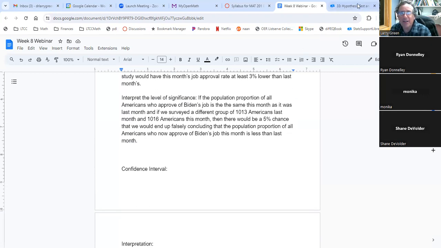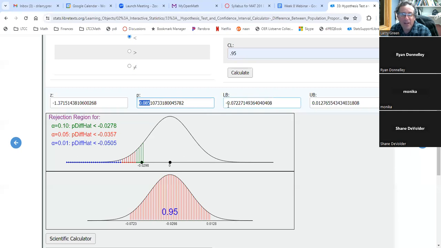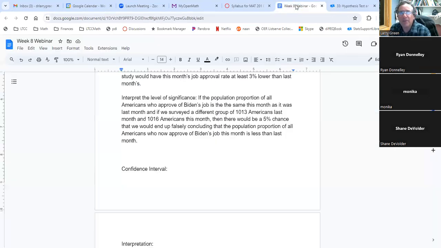The good news is the calculator does it all for us. So the confidence interval's lower bound is negative 0.07, and the upper bound, rounding to the nearest two decimals, is maybe negative 0.07 to 0.01.